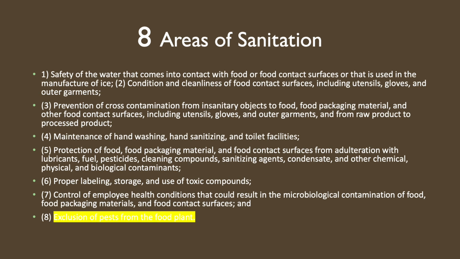So here are the 8 areas of sanitation. These 8 areas need to be monitored. These 8 areas need to be corrected if found deficient during monitoring, and the monitoring and corrections need to be documented. These 8 areas also need to be in compliance with 21 CFR 117 subpart B. Take a look at these 8 areas. This particular lecture is on the exclusion of pests.